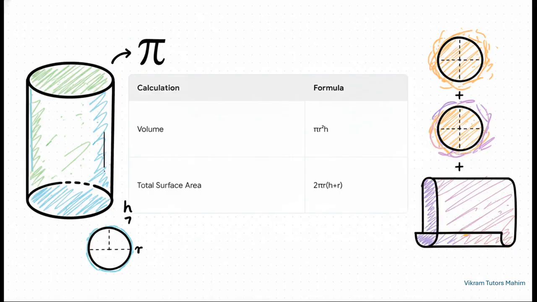So here's the toolkit for our cylinder. The volume is actually pretty intuitive. You just find the area of the circular base, that's pi r squared, and then multiply it by the cylinder's height. Now, the surface area formula might look a little tricky, but it's really just 3 parts added together: the area of the top circle, the area of the bottom circle, and the area of that curved side if you were to unroll it flat like a rectangle.